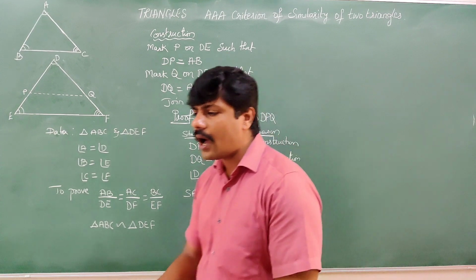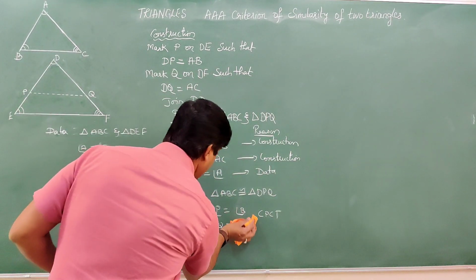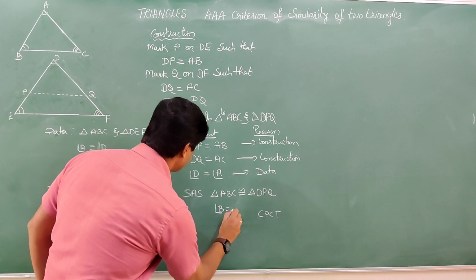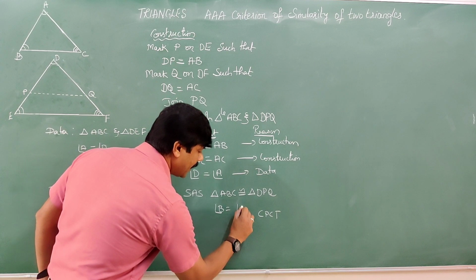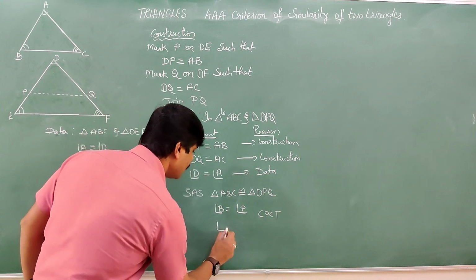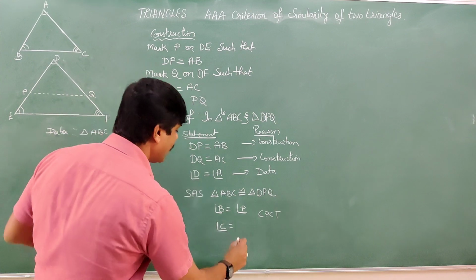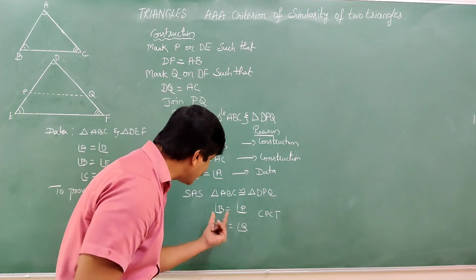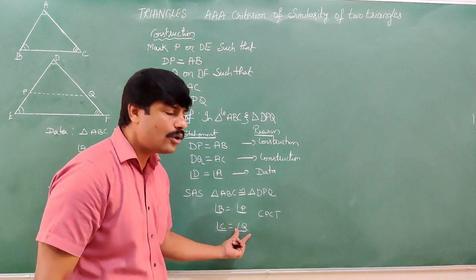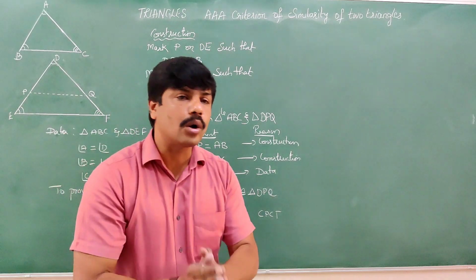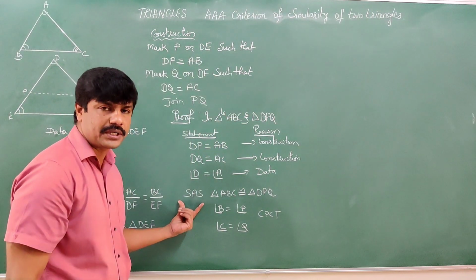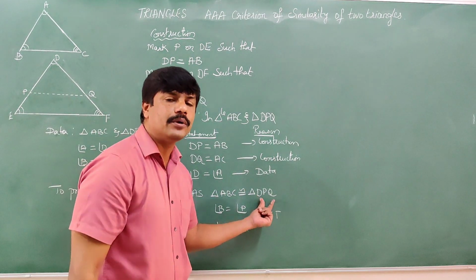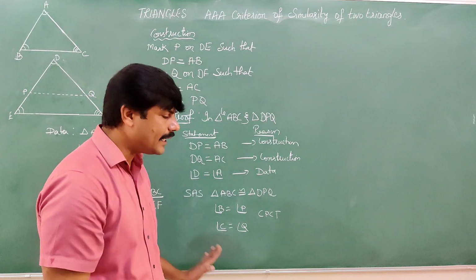You can write it in this way: angle B is equal to angle P, and angle C is equal to angle Q. What made us take angle B equal to angle P and angle C equal to angle Q? Because these two triangles are congruent. How? By the SAS postulate. Two sides and the included angle of ABC are equal to two sides and the included angle of DPQ. Therefore, they are congruent. Congruent means they are exactly equal.